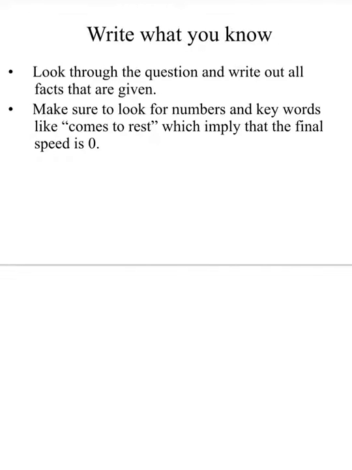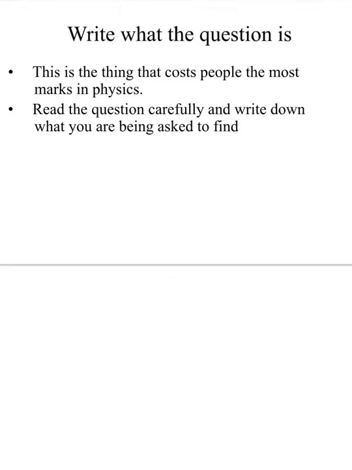So, first step, write what you know. Look through the question, write out all the facts that are given. Basically, anything with a number, write it down, and write down what it is. Make sure to look for numbers and keywords like comes to rest. The only trick I can actually ask you on this is to make one of the values 0 and to tell you in the question that it stopped or it started from rest or something like that, okay? That's the trick. That's literally the only trick.